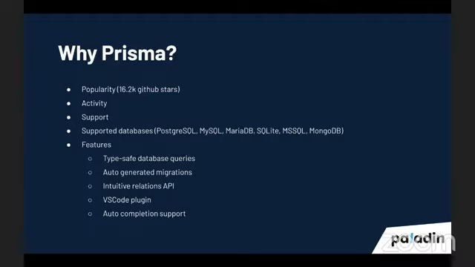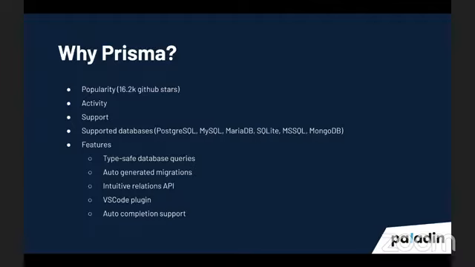But even though Prisma had recently come in, it has 16,000 GitHub stars, while Sequelize, on the other hand, has 25,000. So it's getting quite close, and it's constantly gaining popularity because the activity and support provided by Prisma is also very high compared to the others.